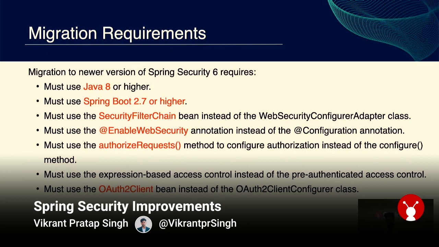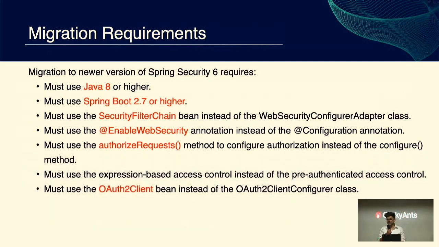This means if you are using Spring Security 6, you must use Java 8 version or higher, like JDK 17 at least, and you must use Spring Boot 2.7 or higher. If you are using 2.7, you can use a lower version of Java, but if you are using any Spring Boot version above 3, you have to make sure you are using JDK 17 or above.